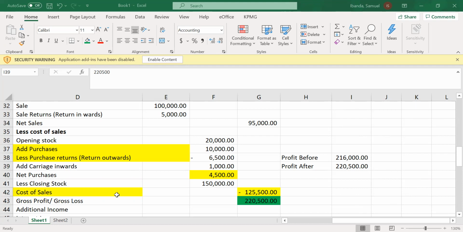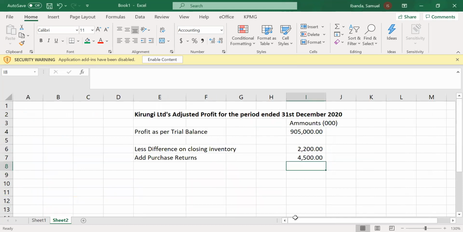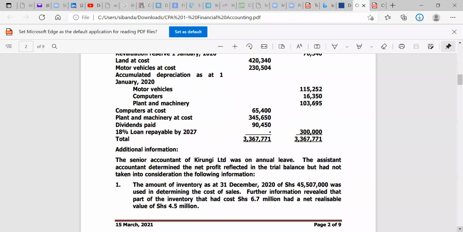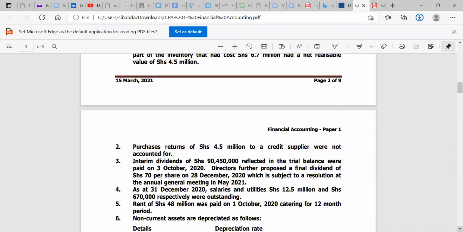So it makes sense. And remember, the question was asking us to do the adjusted profit. So you have to have that picture behind on what was done and what effect it will have on whatever I'm doing.